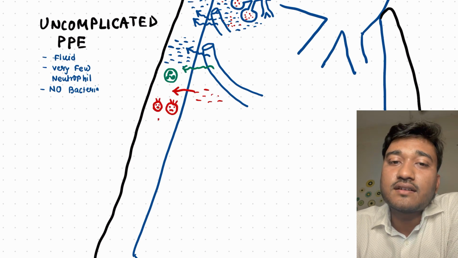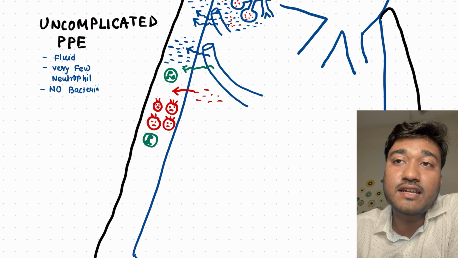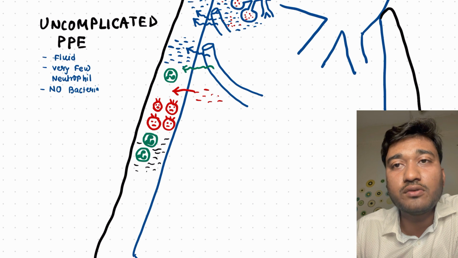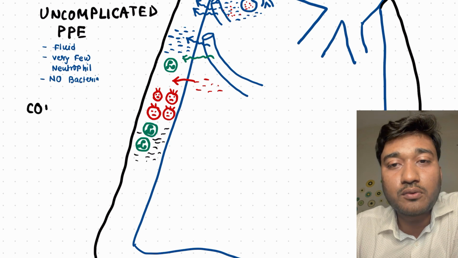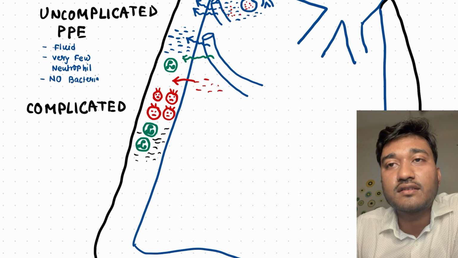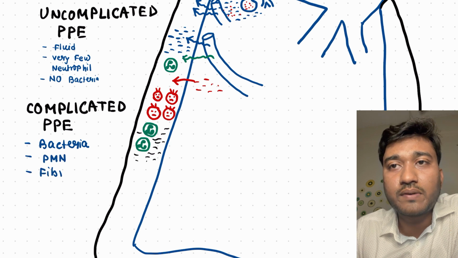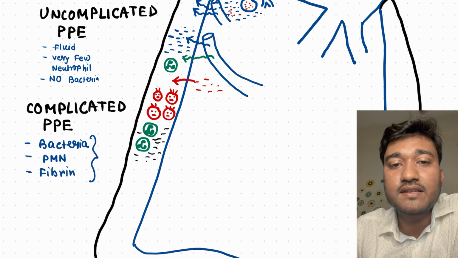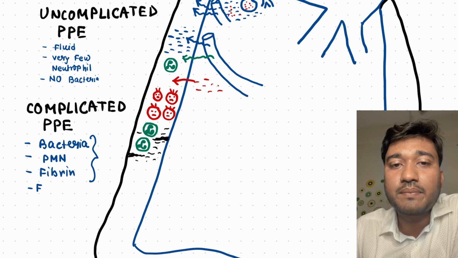Now as time passes, what happens? Initially there was no bacteria. In this phase, bacteria jump into the pleural space, and to fight those bacteria, neutrophils also jump into the pleural space. So now this becomes complicated. The uncomplicated effusion becomes complicated by bacteria and many more neutrophils, as well as macrophages and fibroblasts that deposit fibrin within the pleural space. Some septations are also present. So now this becomes complicated parapneumonic effusion.